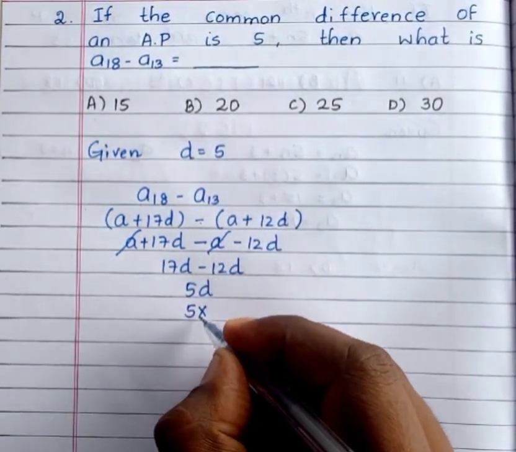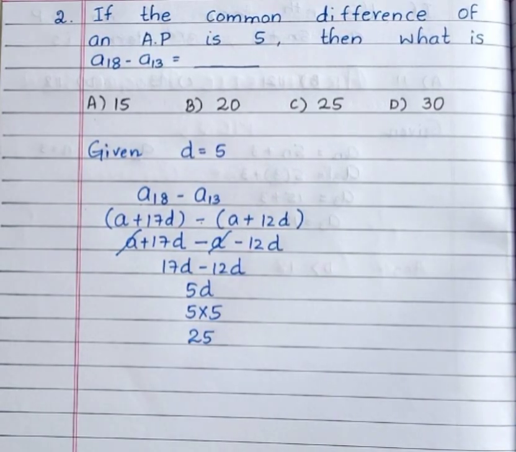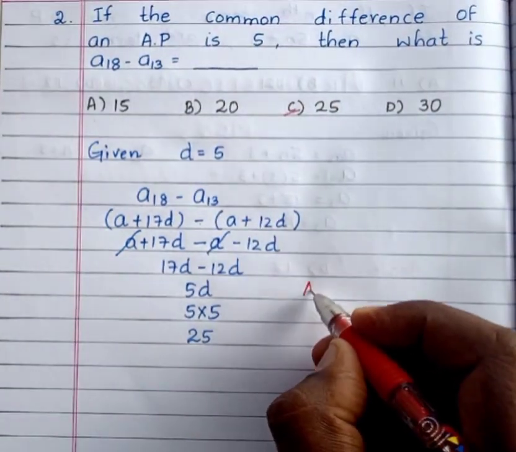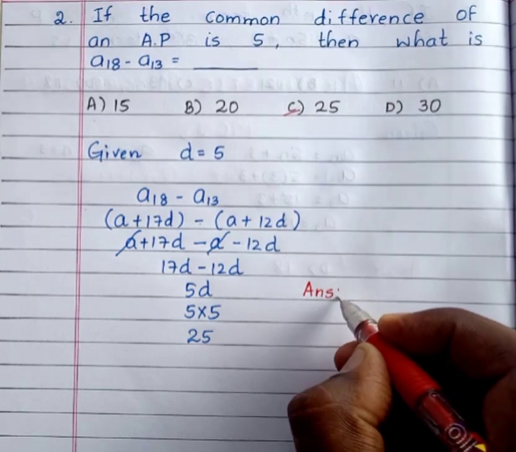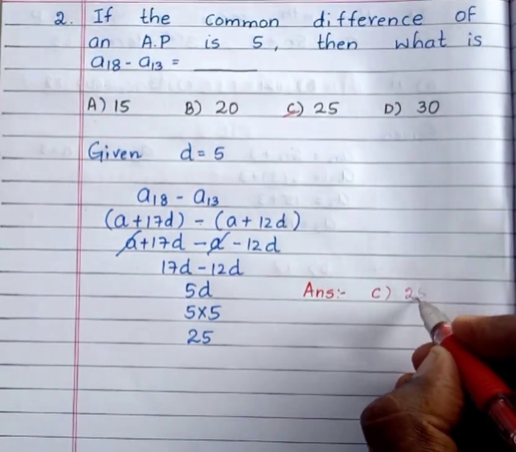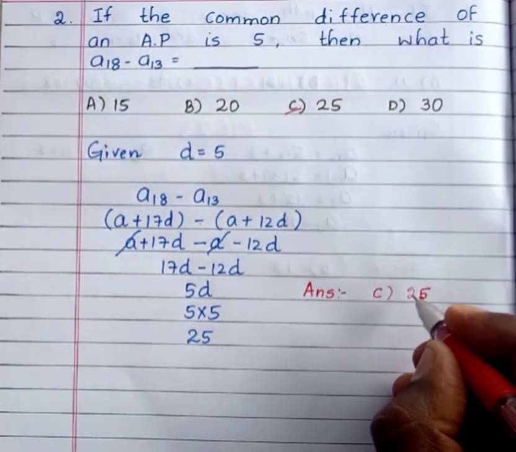Now we know the value of D. Substitute, that is 5 into 5, we get 25. Therefore, the value of A18 minus A13 is 25. Therefore, the correct answer is option C, 25. In the same way, they can ask few similar questions.